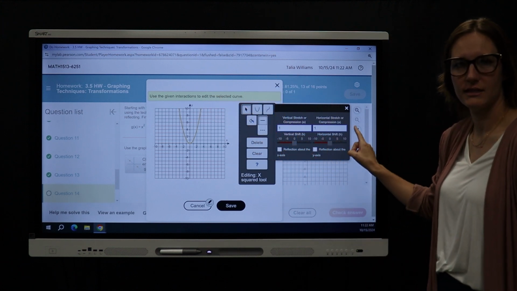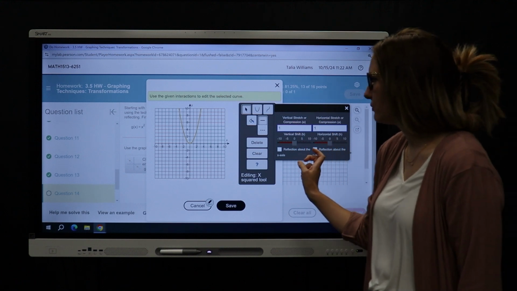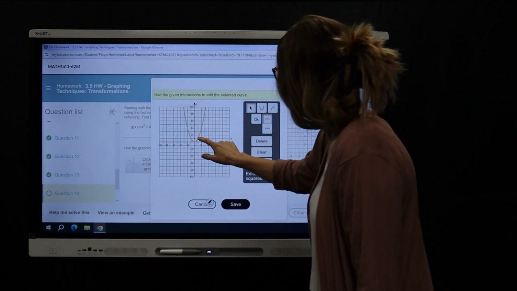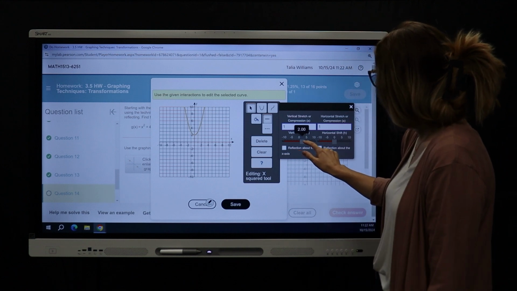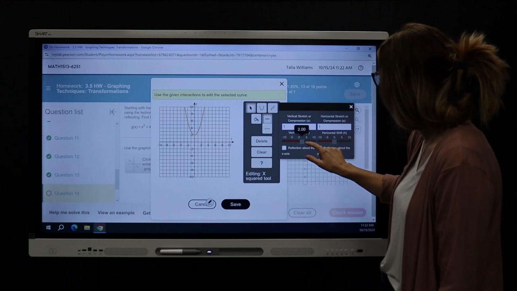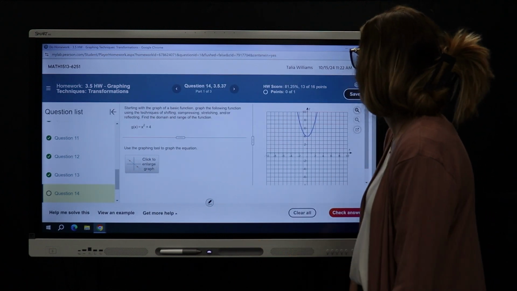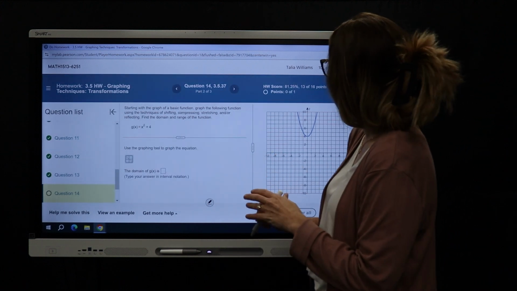And you have to use the shifts and stretches. So ours was plus 4. So our vertical shift, I might have to start over, is going to go to positive 4. 2, 3, 4. Check answer. Our domain is x.